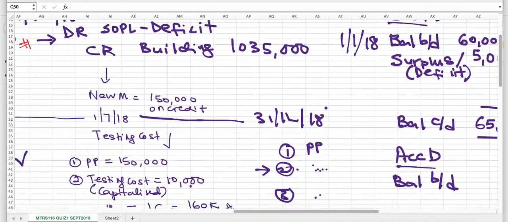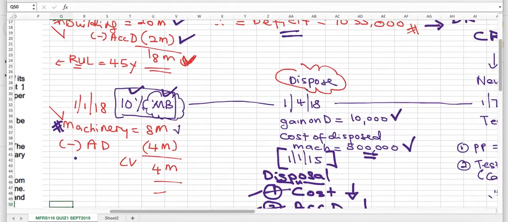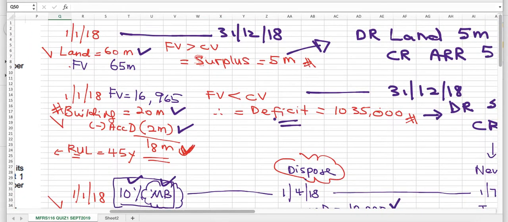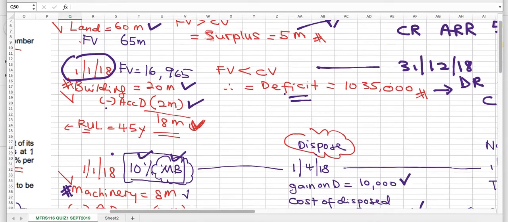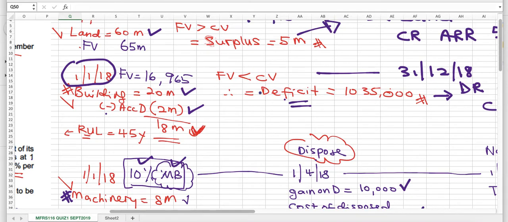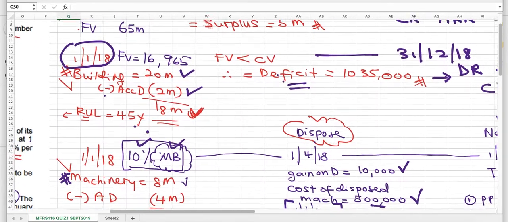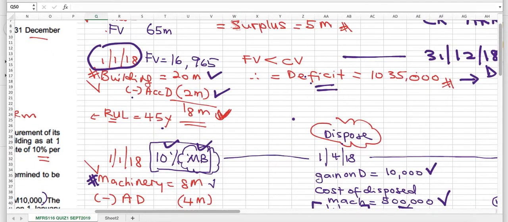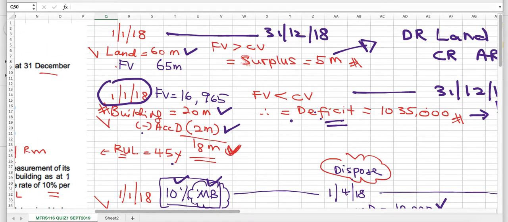Okay, so that's done for building. For the revaluation, this revaluation happened on 1 January 18, on this date. I can't fit it below, so I put it on the right side. So basically this one happened here. And remember you have to eliminate. Just now I mentioned every time you revalue your asset, you have to eliminate.